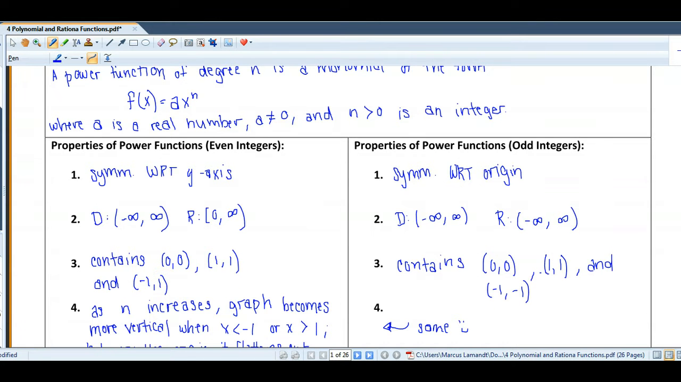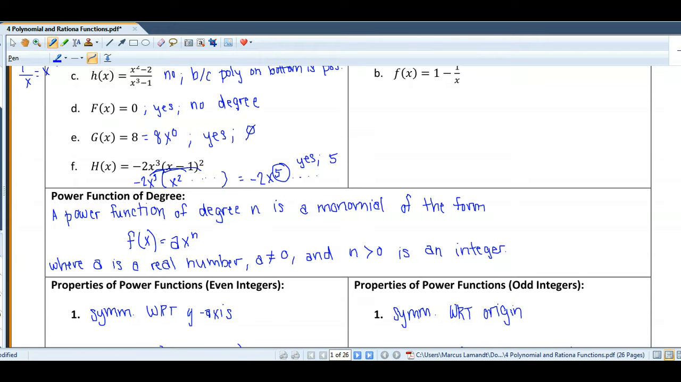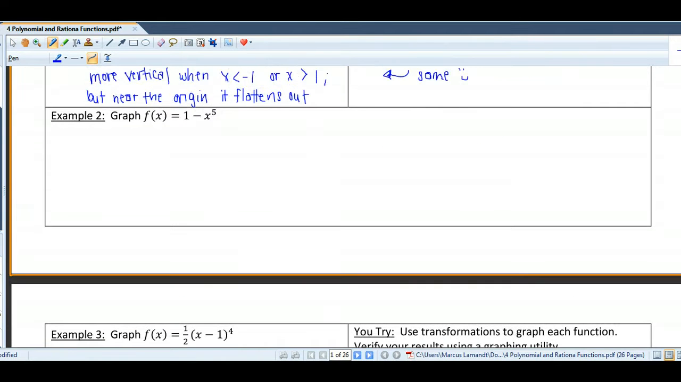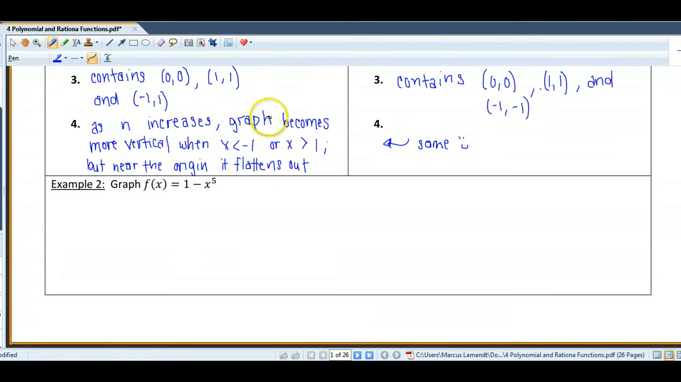Also, I'm just going to write out a description, but it'll make more sense when we do an example. As n increases, the graph becomes more and more vertical, so when you have x to the 6th, x to the 8th, x to the 10th, as n gets bigger, the graph is going to stretch, and you'll see it become more and more vertical. But closer in between negative 1 and 1, you'll see that it actually flattens out a little bit, so it becomes kind of box shaped. And I'll do an example of that in just a sec.